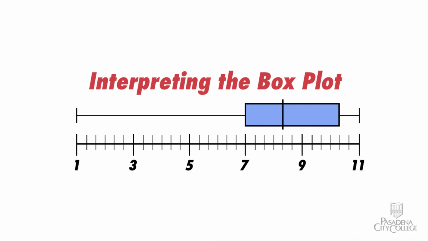Okay. So here we have a different box plot. I see that the whisker on the left is really long, and the whisker on the right is really short. Right, and each box is supposed to contain 25% of the data set. So you're saying the left whisker is very spread out. 25% of the values are between 1 and 7, but they're really spread out. And the right whisker is pretty short, and it contains the same amount, which is 25% of the data set.